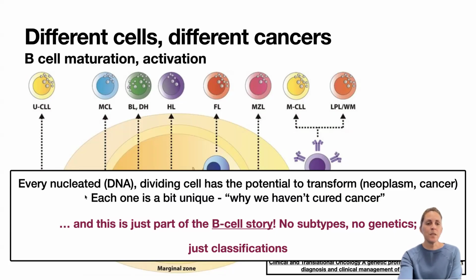And so every nucleated dividing cell has the potential to transform. In the case of B cell maturation and activation, you're dealing with a whole bunch of different subtypes of B cells, and each one of those can transform into its own distinct leukemia and lymphoma. And so when people ask questions like, why haven't we cured cancer yet? We've spent billions and billions of dollars. It's because you have to spend time understanding the actual function of these cells under the normal system, as well as what leads to the transformation event that leads to cancer.